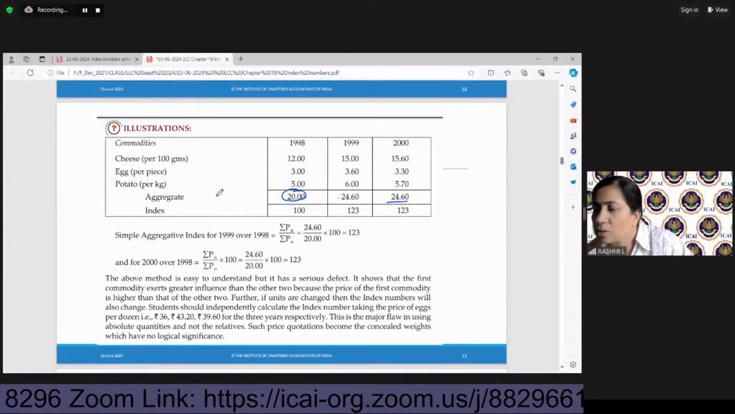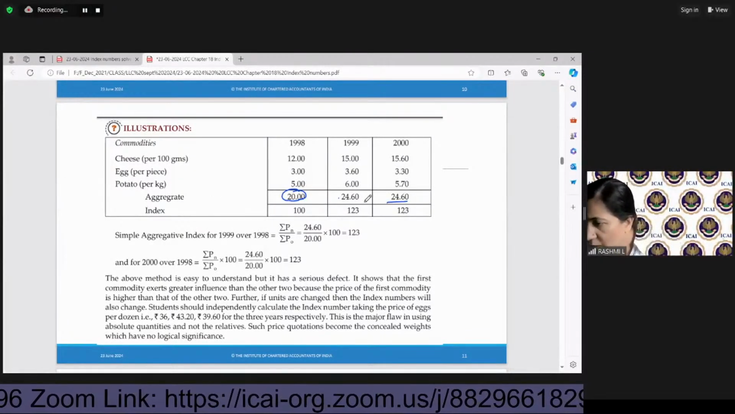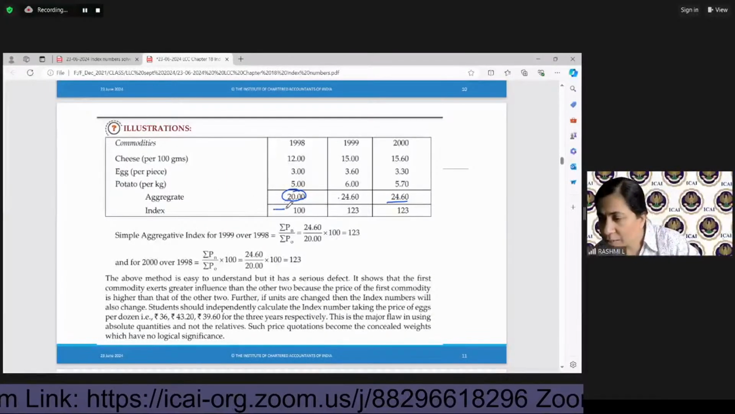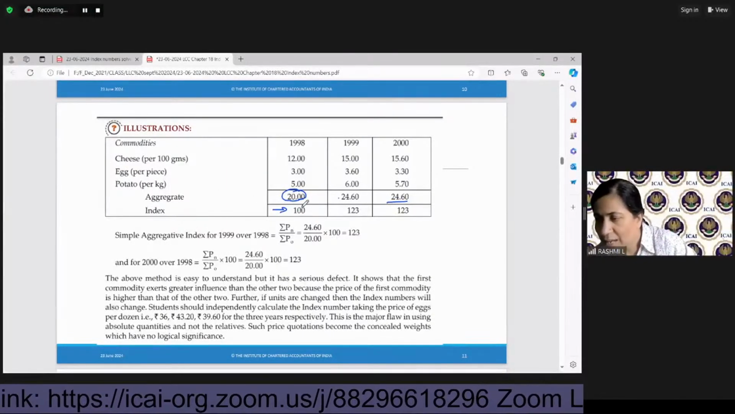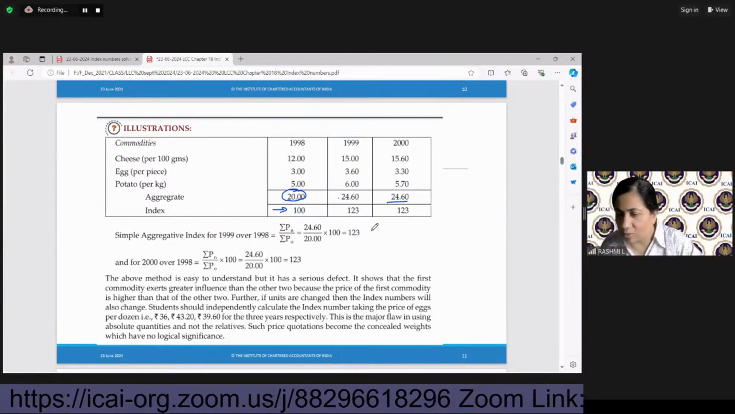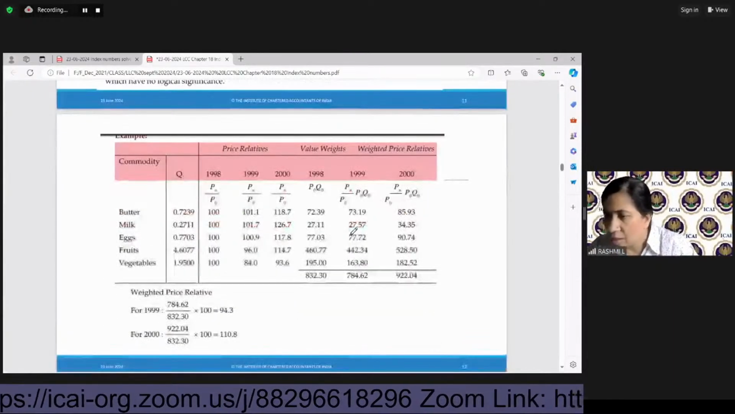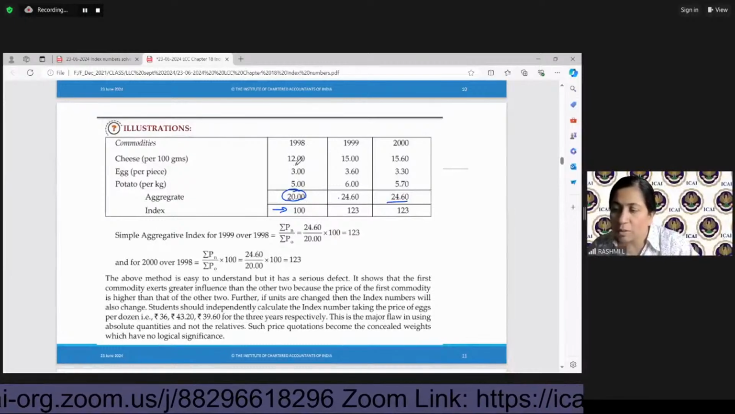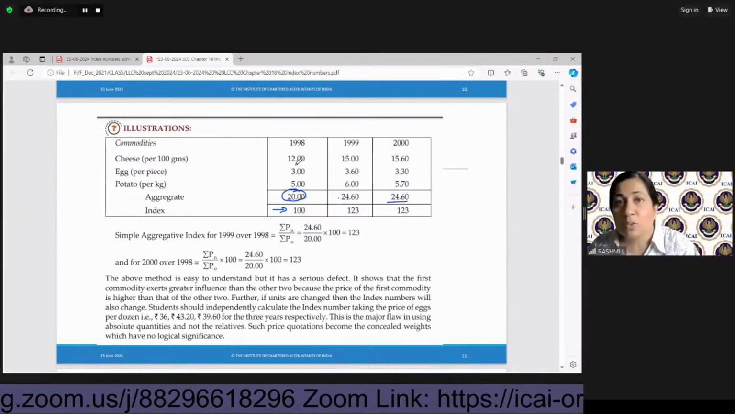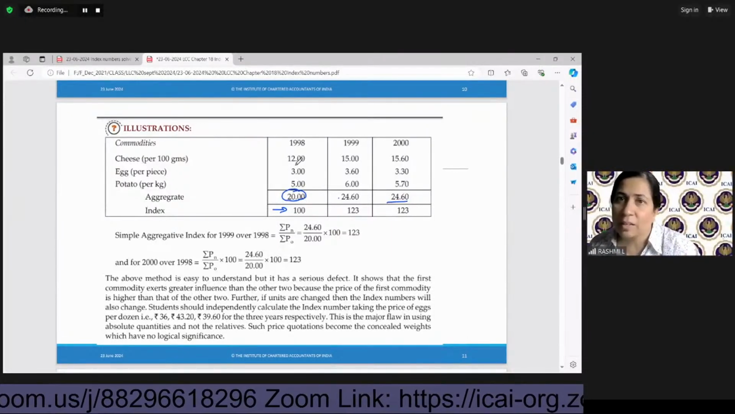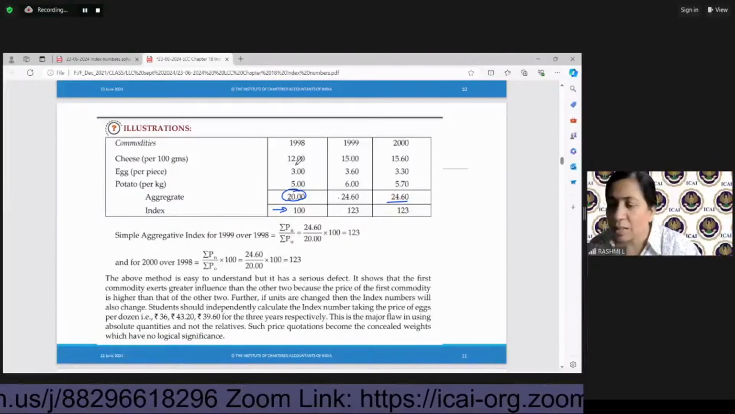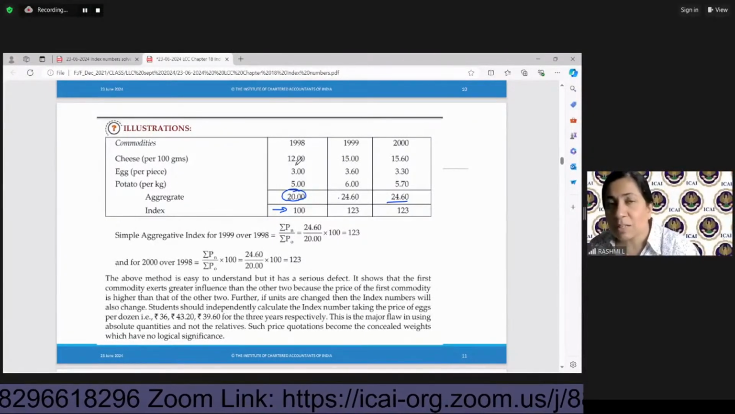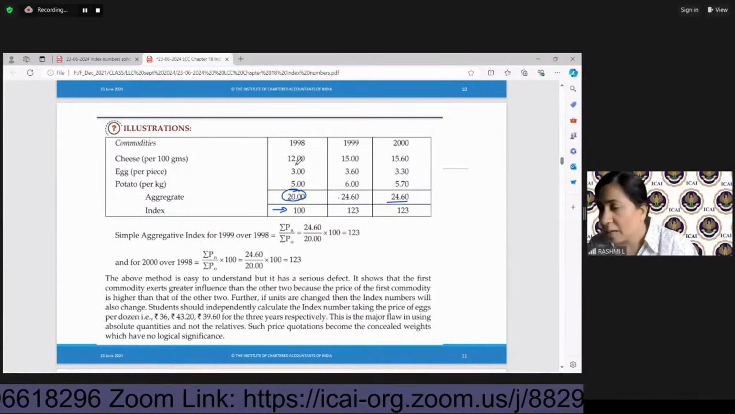So what happens here is we put this as the base index, and then we find the values. The disadvantage here is that the item costing more is going to influence the index more, because cheese is the costlier material. So any small changes in the cheese price are going to impact the index.